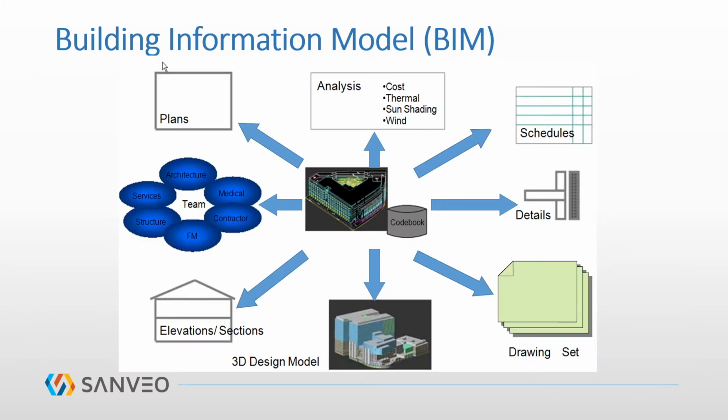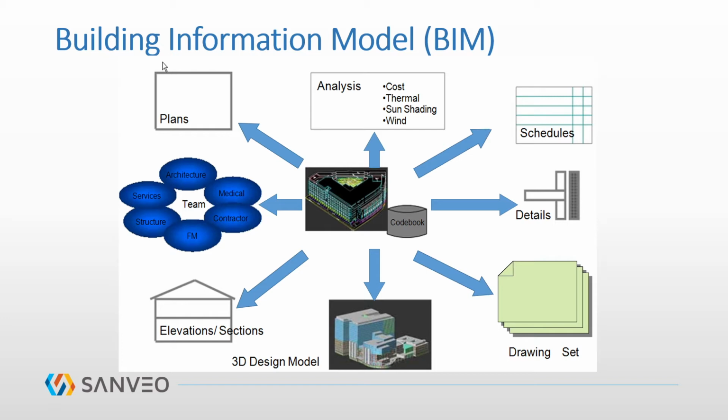When we compare that process to a BIM process, it's completely backwards. Instead of having separate drawing files, we have a single model. We develop the model, and out of the model we get our plans, elevations, sections, details, schedules, and the drawing set. This allows us the change it once, change it everywhere mentality.